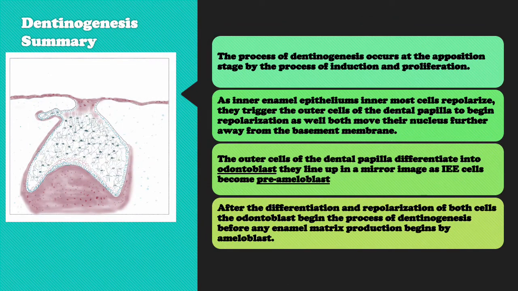The process of dentin formation is called dentinogenesis, and this occurs by the process of induction and proliferation. The inner enamel epithelial cells trigger outer cells of the dental papilla. The outer cells of the dental papilla differentiate into odontoblasts, which are the cells that produce dentin.